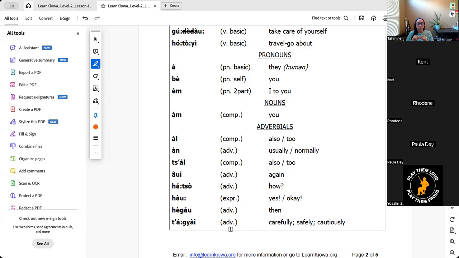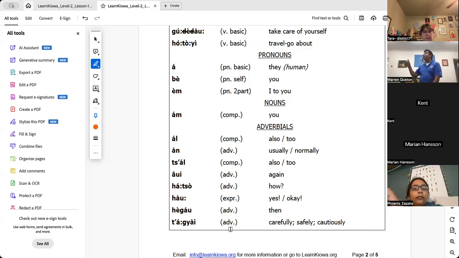Yeah, of course, yes. I get carefully or safely or cautiously. Like, I get am ho to ye. Travel safe or carefully or cautiously. I get am to ye. Or am ho to ye.